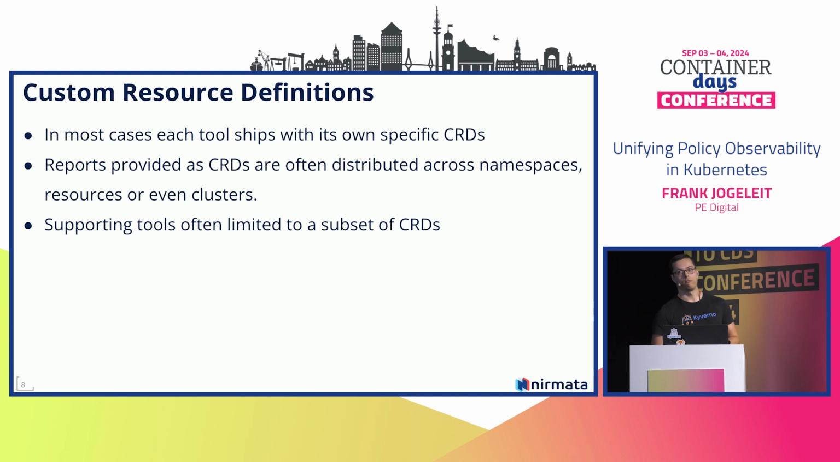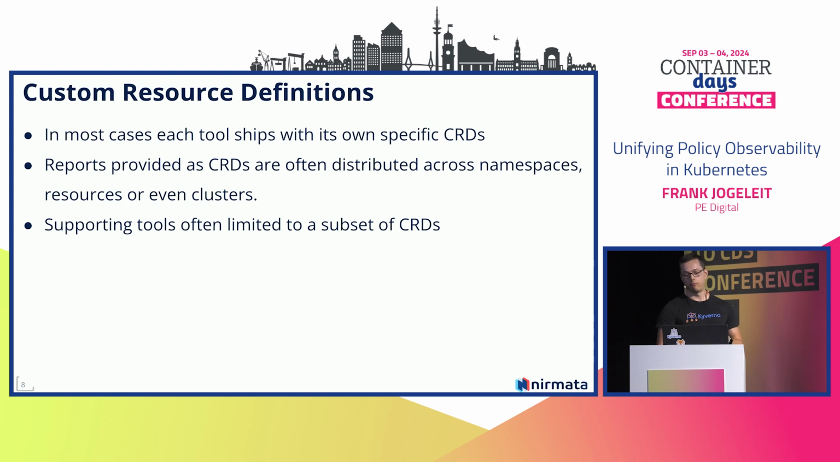So a CRD is an extension of the Kubernetes API. So you can extend the existing resources like pods and deployments with your own custom resources. And in most cases, each of these tools has its very own CRDs. And resources of these CRDs have their own challenges like distribution across namespaces, across resources, or even clusters. So if you have one report per pod, you have for 3 pods, 3 reports. These pods can be in different namespaces. You can have other pods in other clusters. So how to get a complete overview about your reports?